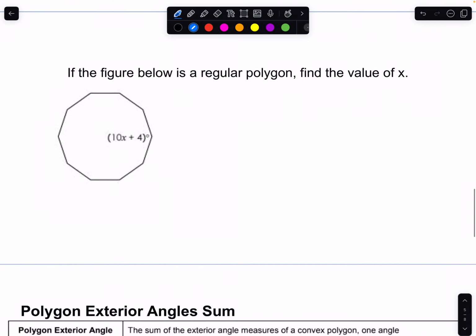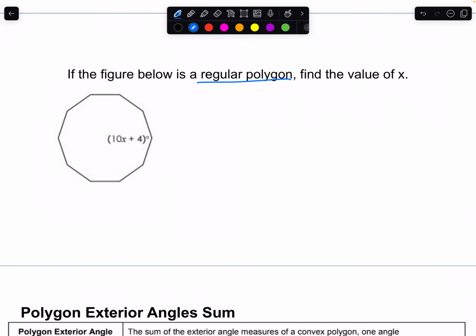Now here we have a regular polygon, which means that all the sides and all the angles are congruent. So that simplifies things a little bit, right? Here I have 1, 2, 3, 4, 5, 6, 7, 8, 9, 10. I have a decagon. I have a 10-sided shape. So n equals 10. And I know that all the angles are congruent, so they're all going to be the same size. How can I find the value of x?